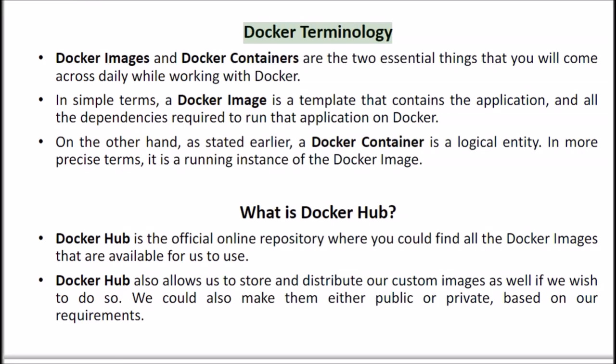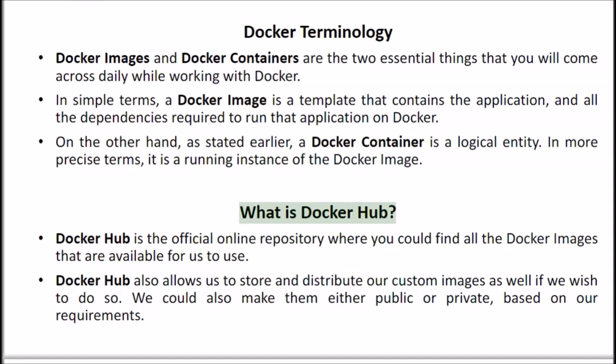Docker terminology. Docker images and Docker containers are the two essential things that you will come across daily while working with Docker. In simple terms, a Docker image is a template that contains the application, and all the dependencies required to run that application on Docker. On the other hand, as stated earlier, a Docker container is a logical entity. In more precise terms, it is a running instance of the Docker image.